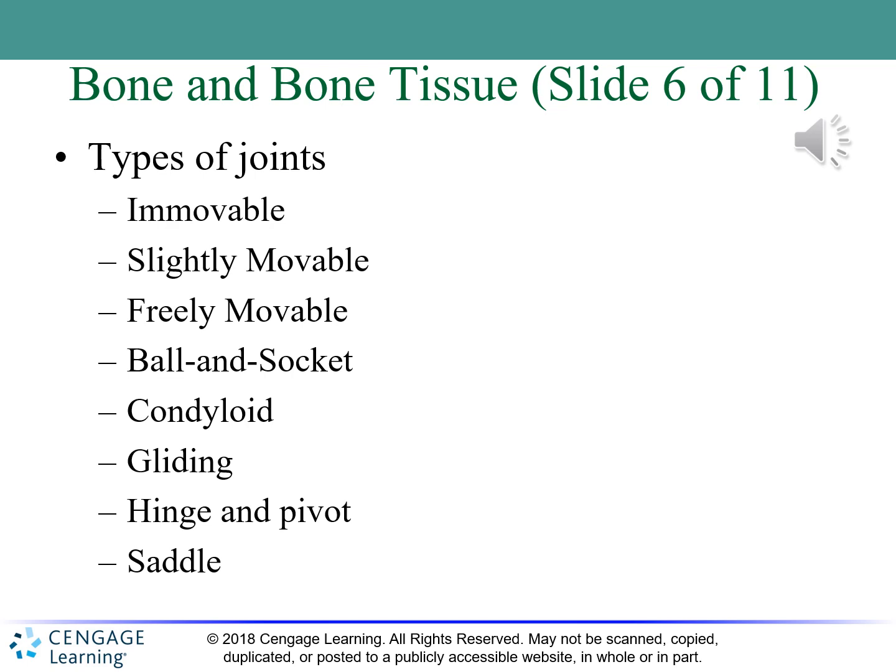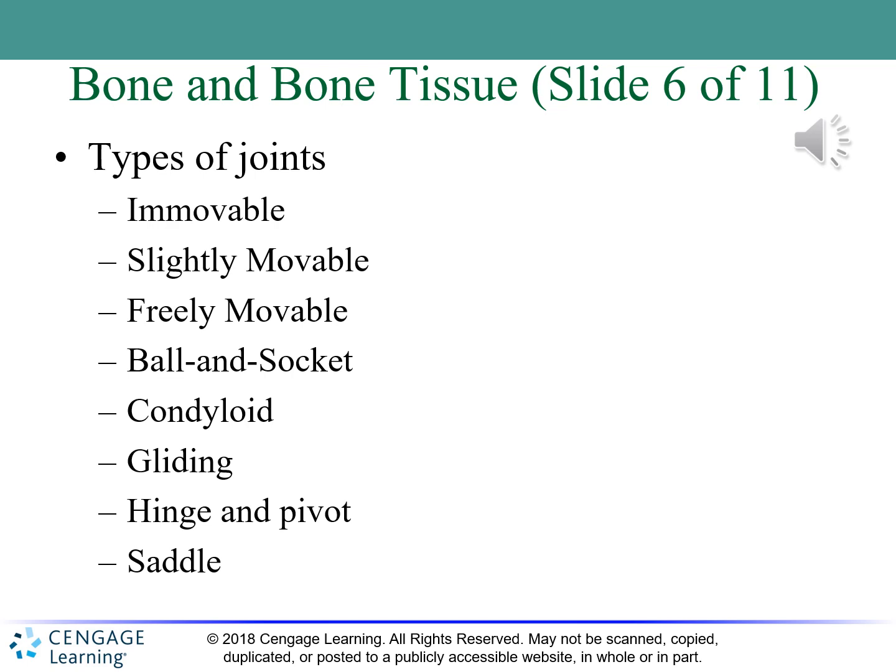The elbow is a hinge joint. This type of joint allows movement in only one plane, much like the motion permitted by the hinge of a door. So the elbow is a perfect example, and the knee is also a perfect example of a hinge joint.